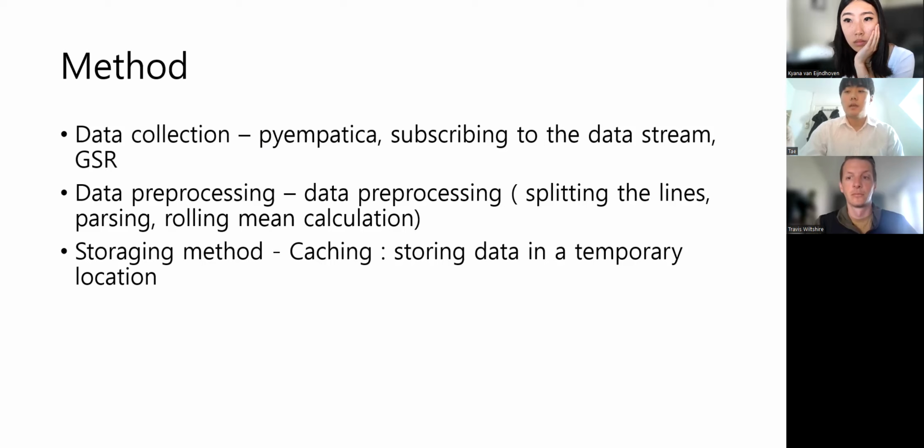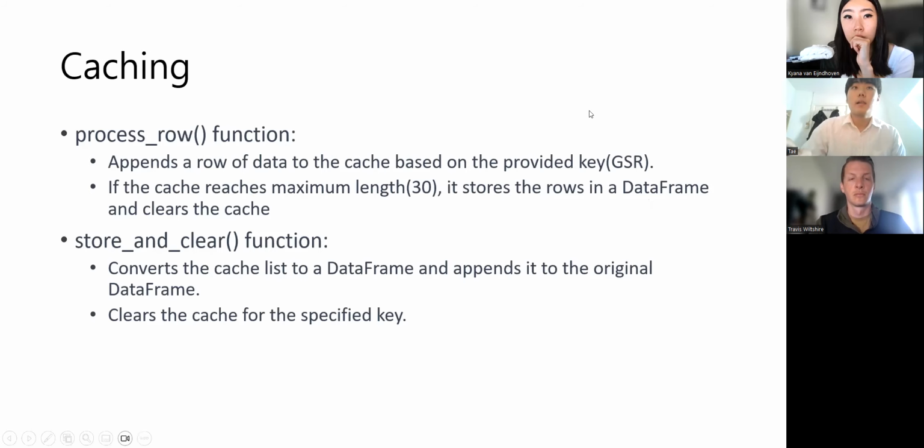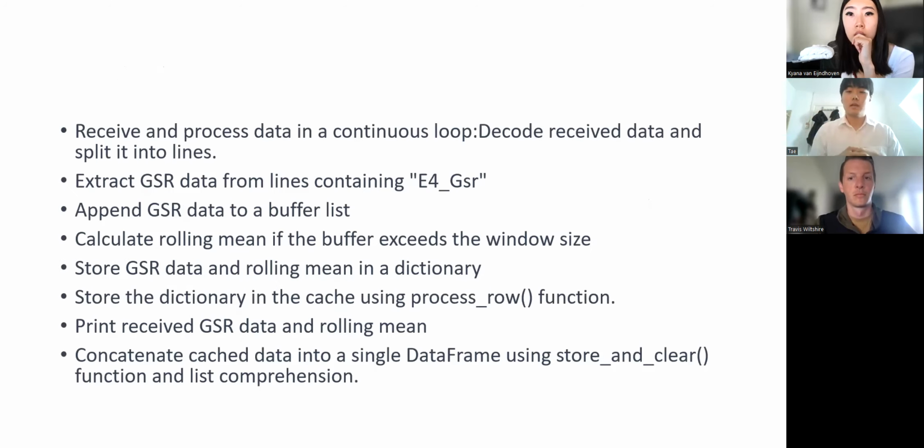So I modified it to be able to use it on singular data, because essentially what I'm using is only one Empatica device. So I had to find a way to accumulate that data and then use the rolling mean. And also for the storage method, I use a method called caching, which is storing data in a temporary location. For the caching, I defined two functions: the process row function and the store and clear function. I'll show you the next slide and then explain how the whole thing works.